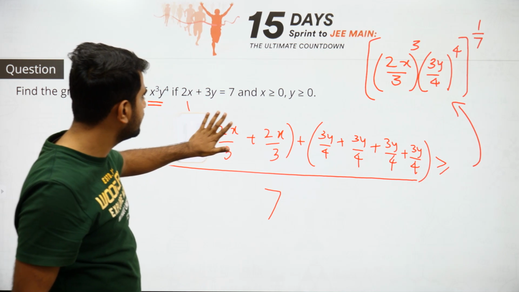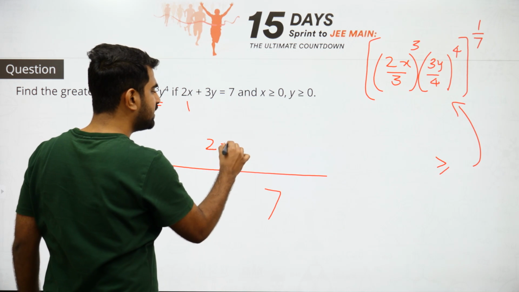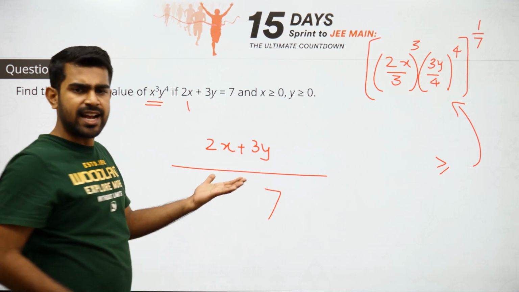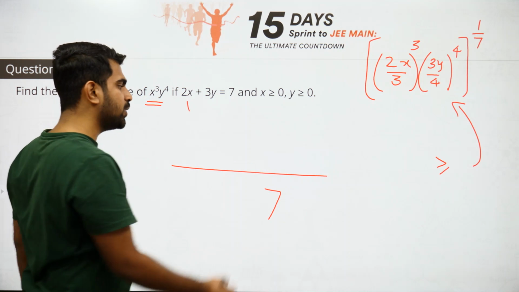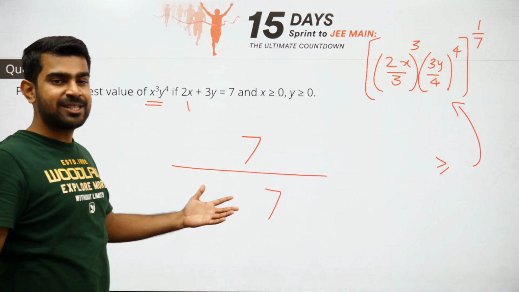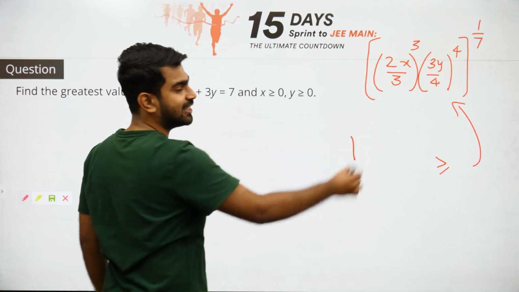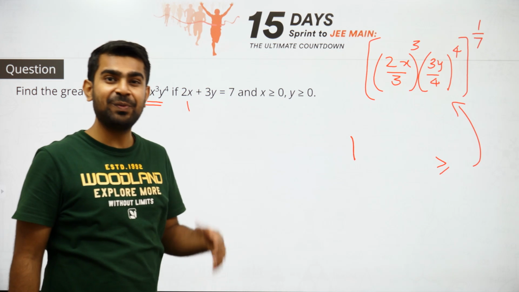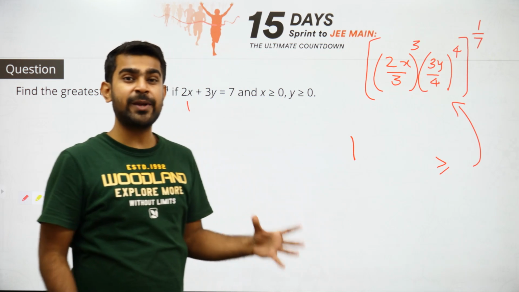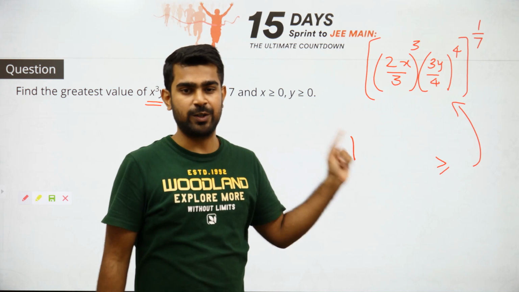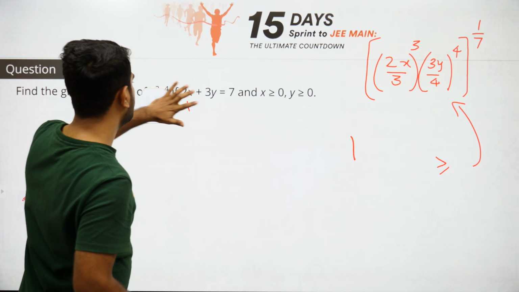So now, what is this? This entire expression is nothing but 2x plus 3y. And what is 2x plus 3y equal to? 7. And what is 7 by 7? 7 by 7 is equal to 1. That's it. As simple as that. Can you believe it? Such a complicated expression became very simple just by applying the right concept in the right way. Okay guys? So now it's not done yet. So let me do it for you again.